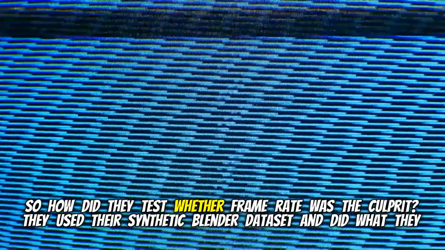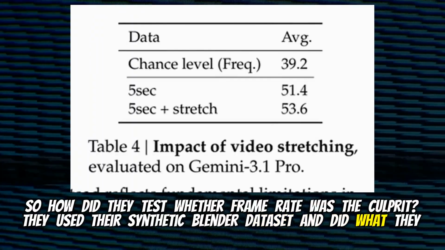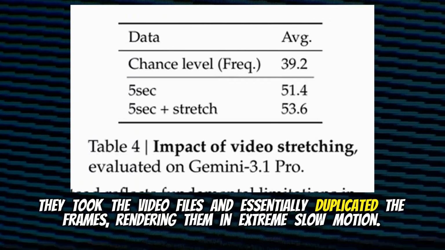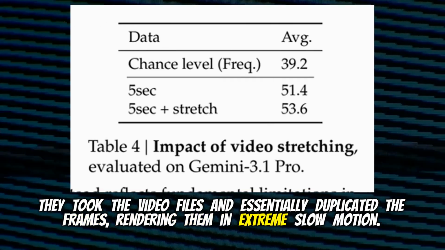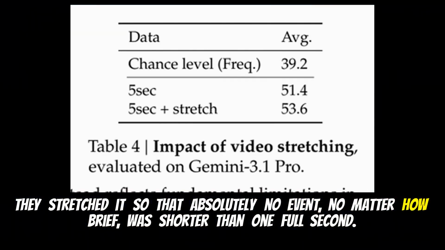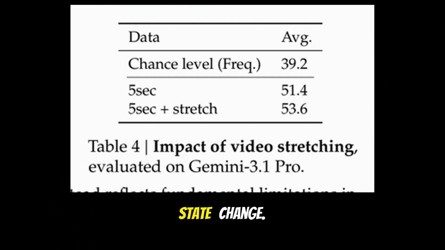So how did they test whether frame rate was the culprit? They used their synthetic Blender dataset and did what they call temporal stretching. They took the video files and essentially duplicated the frames, rendering them in extreme slow motion. They stretched it so that absolutely no event, no matter how brief, was shorter than 1 full second. I see. So even if the model is operating at a low 1 FPS sampling rate, it is mathematically guaranteed to capture every single state change.